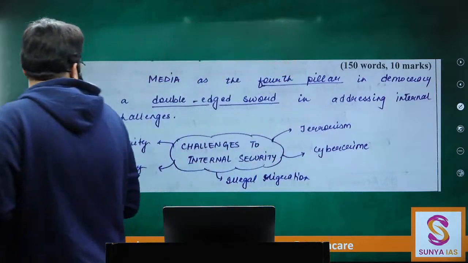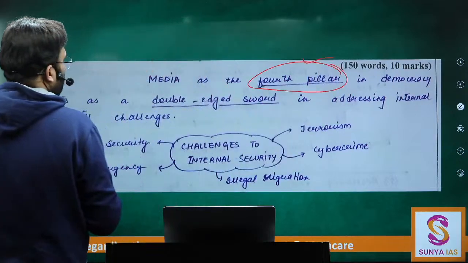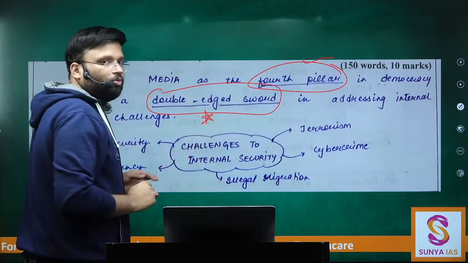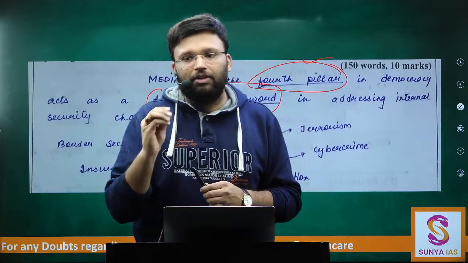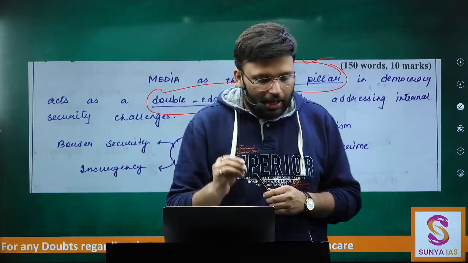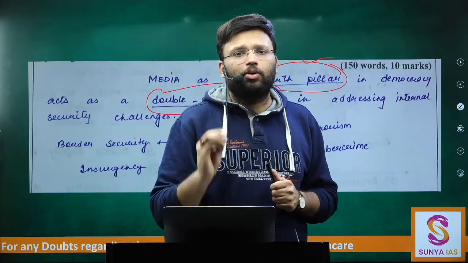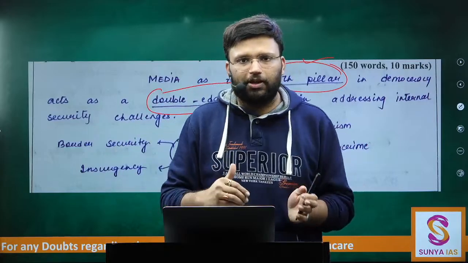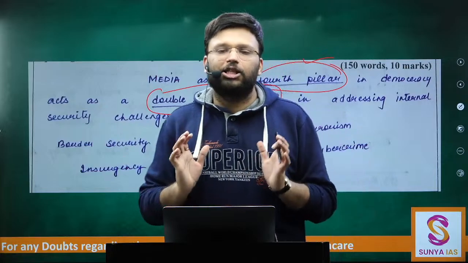Let's read it. Media is the fourth pillar in democracy and it acts as a double-edged sword. This is very good. What do we mean by double-edged sword? You can use this keyword whenever you are looking at something which is creating certain good opportunities but also creating challenges. You can say that it is a double-edged sword.